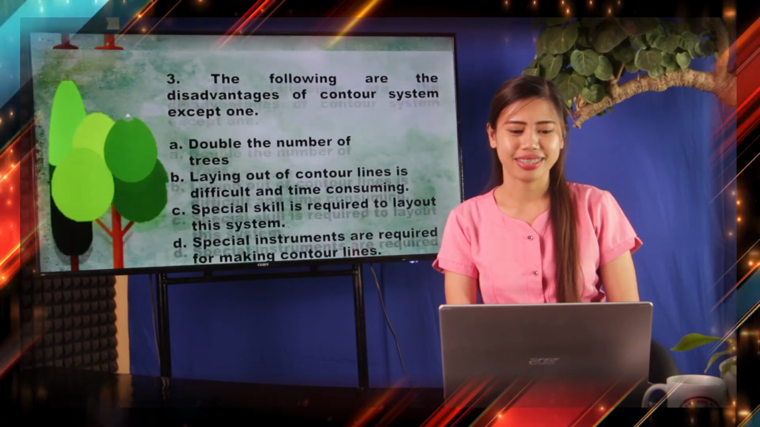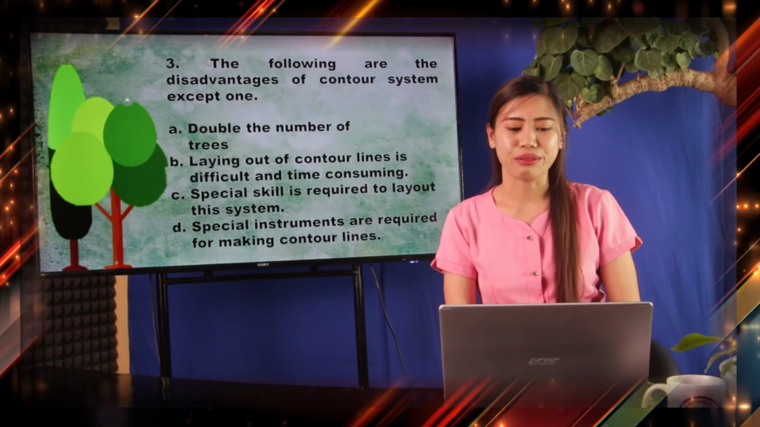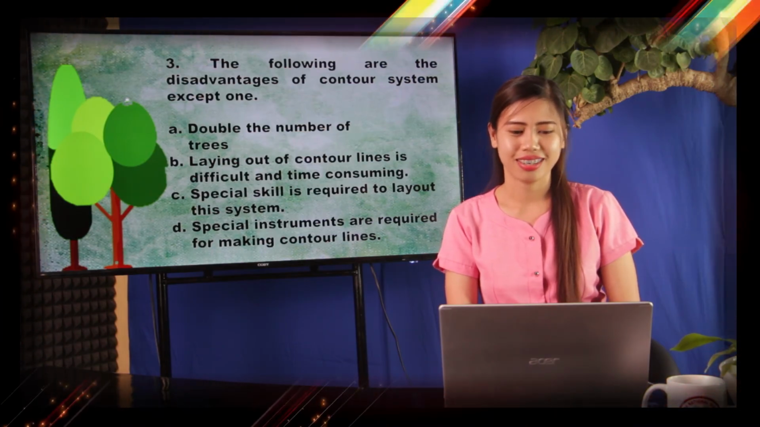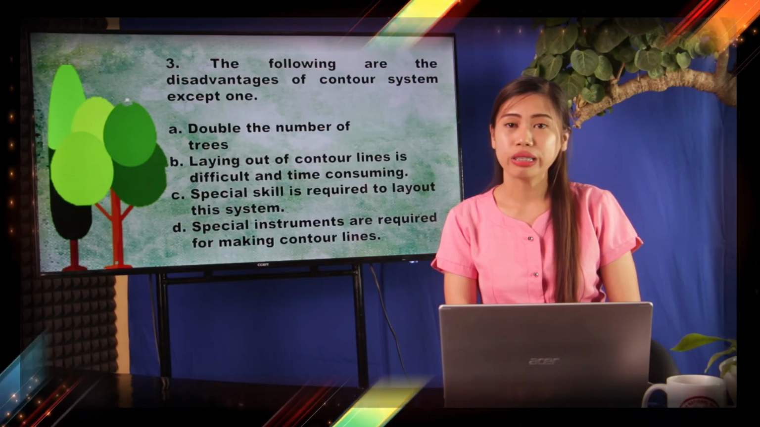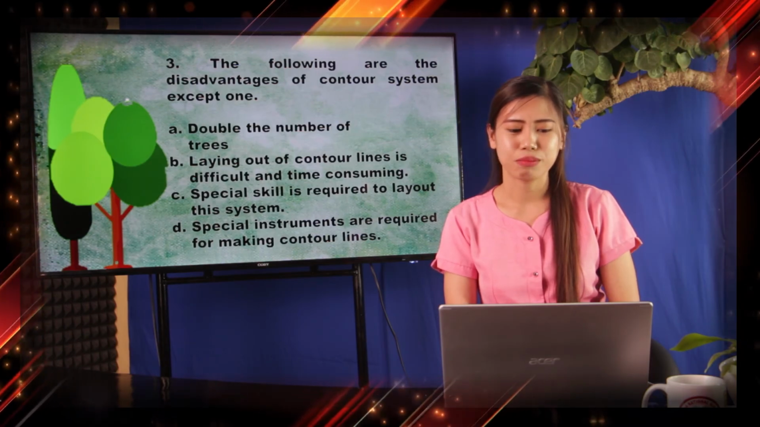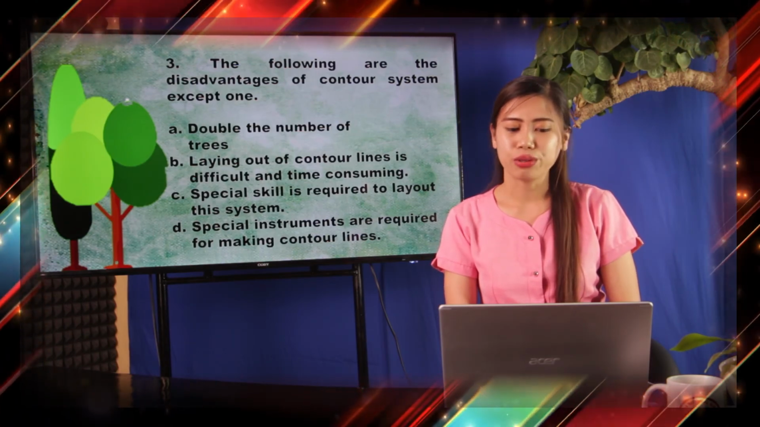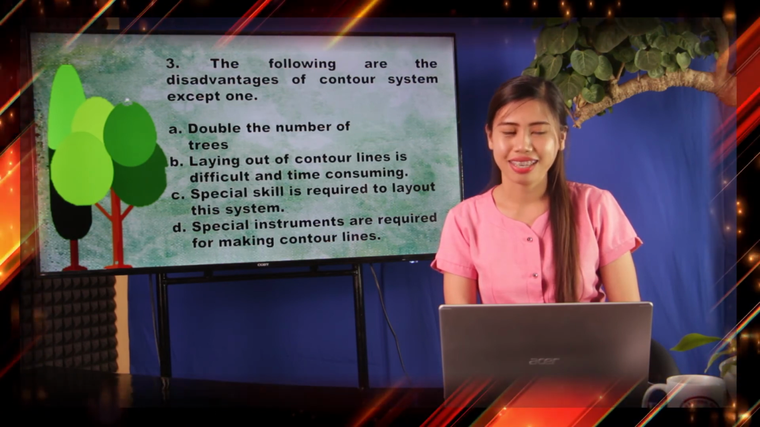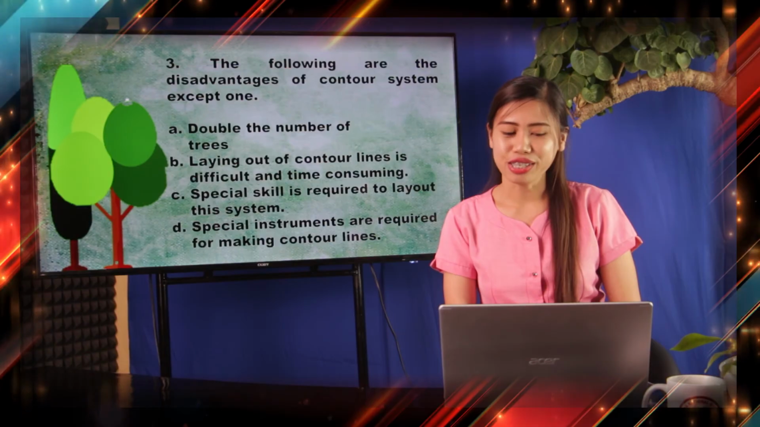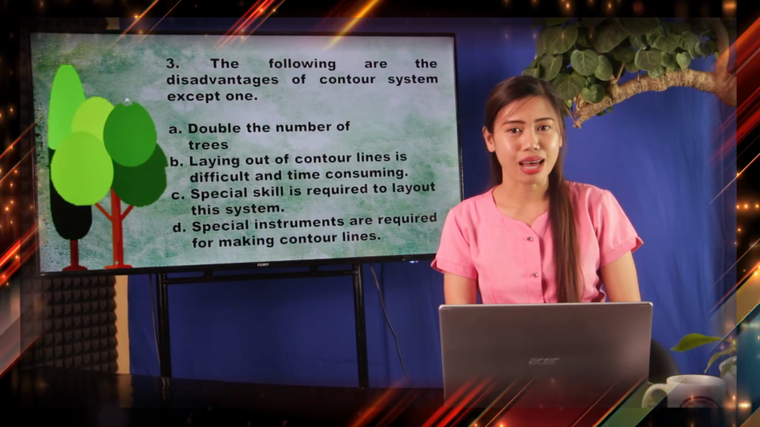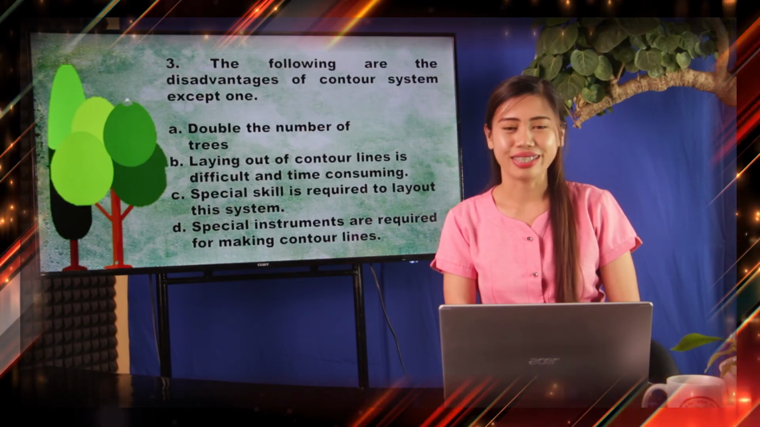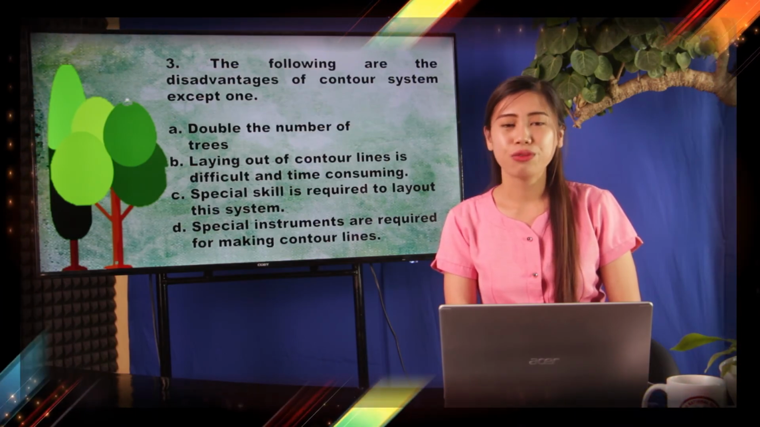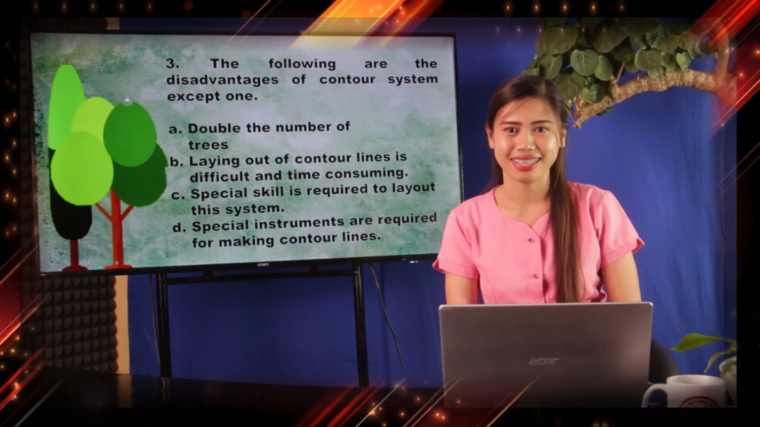Number 3. The following are the disadvantages of contour system except one. A. Double the number of trees. B. Layouting of contour lines is difficult and time-consuming. C. Special skill is required to lay out the system. Or letter D. Special instruments are required for making contour lines.